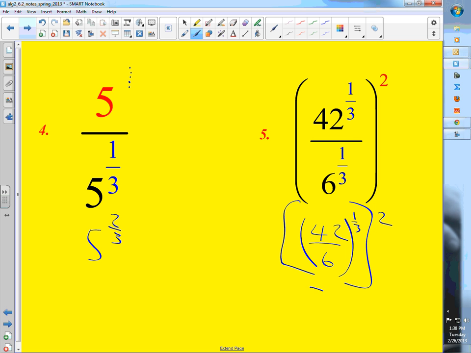What's 42 over 6? 7. So you're going to get 7 to the 2/3 power. When you multiply your exponents, you get 2/3. 42 over 6, 7. Are there other ways to do it? Yeah, but you've got to get 7 to the 2/3.